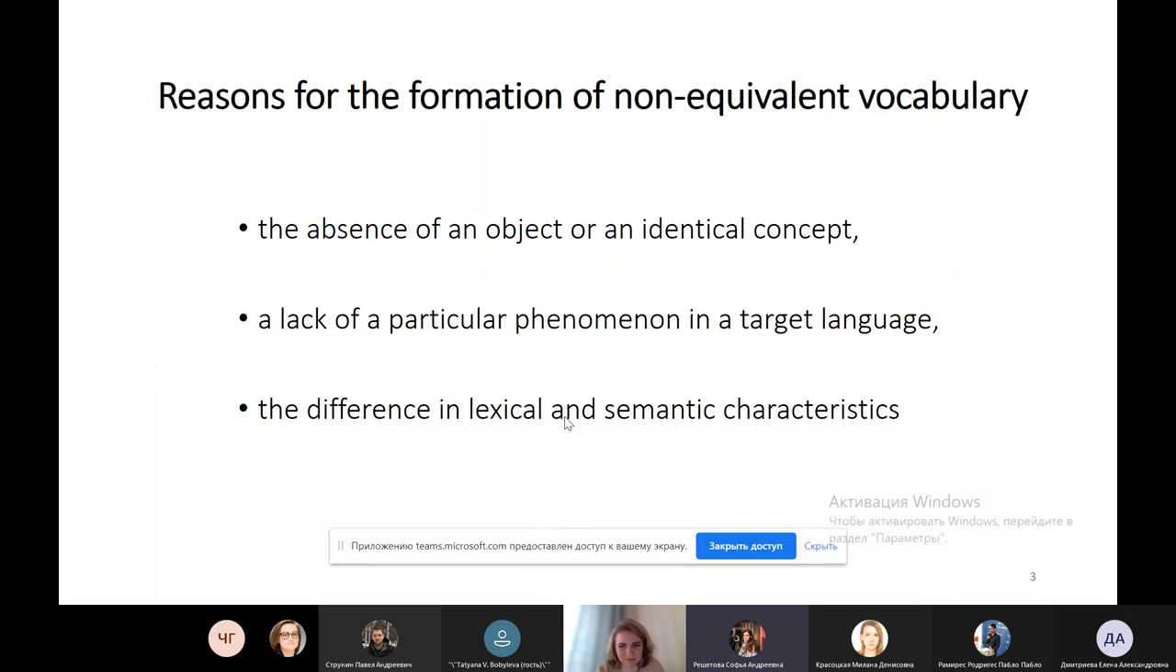There are numerous reasons for the formation of non-equivalent vocabulary: the absence of an object or an identical concept, a lack of a particular phenomenon in the target language, and the difference in lexical and semantic characteristics. All of these factors contribute to the formation of non-equivalent vocabulary.